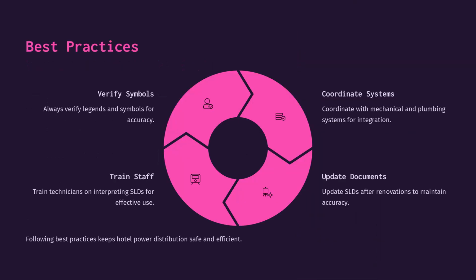Best practices. Let's now review best practices for single-line diagrams. Always verify symbols and legends before use. Coordinate with plumbing and mechanical teams to confirm integration. Keep drawings updated after every renovation. Train staff regularly in reading and interpreting diagrams.